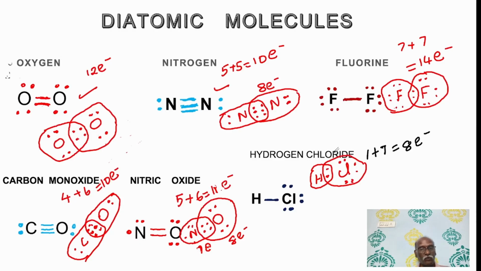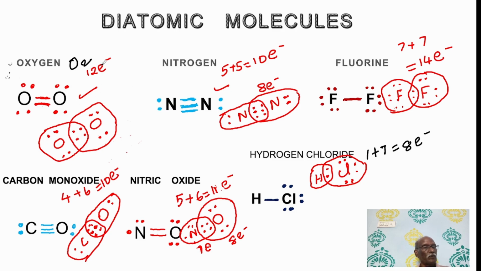Next, we see a group of molecules made of 2 atoms only. They are called diatomic molecules. The first example of this type is oxygen. An oxygen atom has 6 electrons in the valence shell. For 2 oxygen atoms, O2, there are 12 electrons. Those 12 electrons have to be distributed between the two. See here, 4 electrons in the middle, 4 electrons this side, 4 electrons this side. Now you see, this oxygen has 8 electrons, and this oxygen has 8 electrons. This is the Lewis electron dot structure for the oxygen molecule.